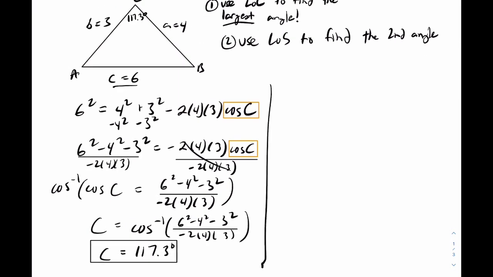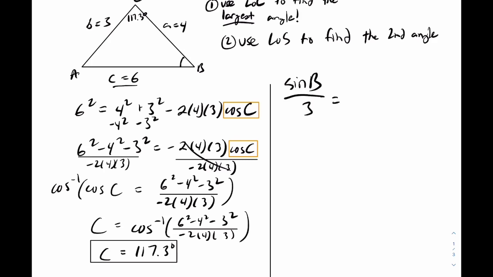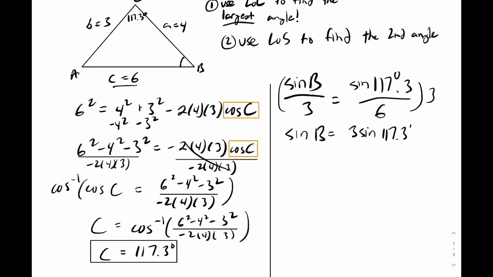So now let's finish up the question. We can find any of the angles, it doesn't really matter. I'm just going to find B. So now that we have our pair, I'm going to write sine B over 3 equal to sine 117.3 degrees over 6. I'm going to multiply by 3. So sine B should equal 3 sine 117.3 degrees over 6. Let's sine inverse this thing.